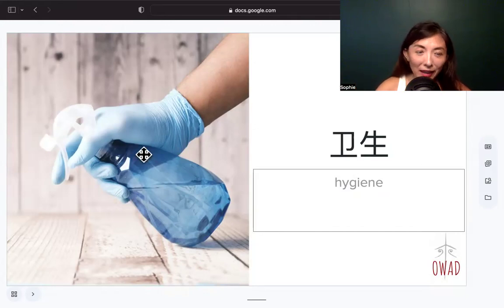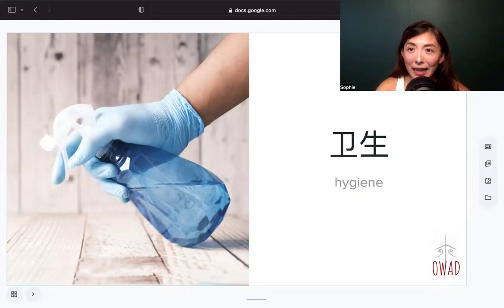And here's, I guess, a classical sanitizing process in an effort to maintain good hygiene to defend life.